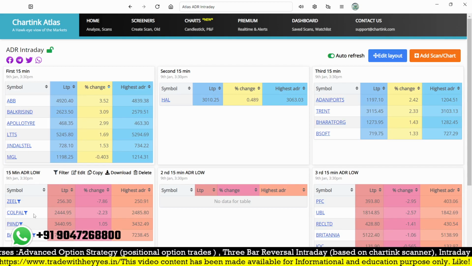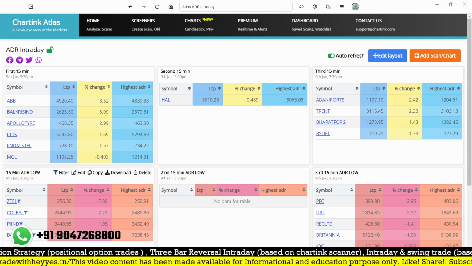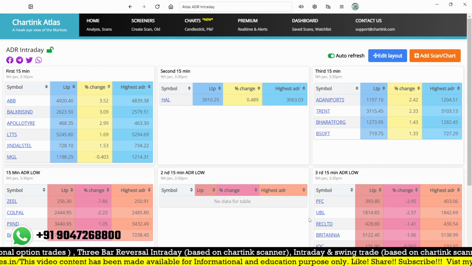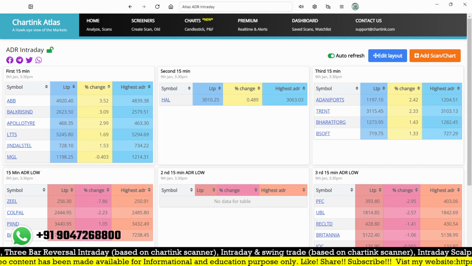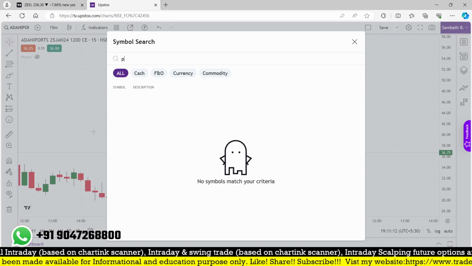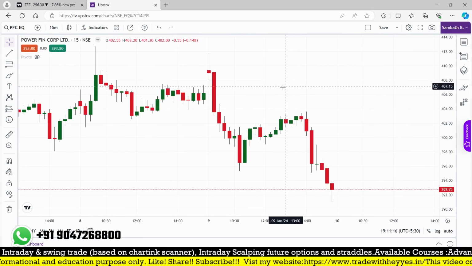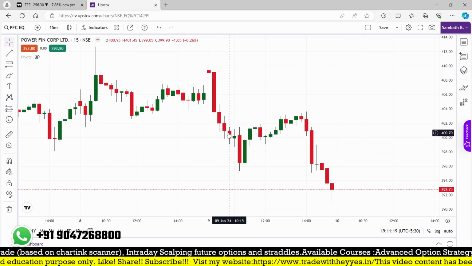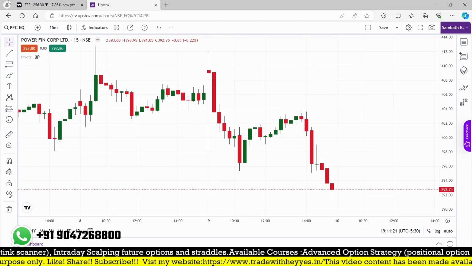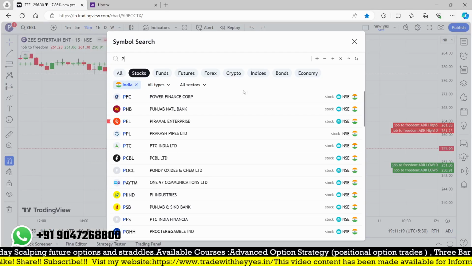Colgate, Pidilite Industries, maybe not, low liquid, and PFC is on the third candle. So let me go for a PFC. What is happening here? PFC in the third 15 minutes candle. Here is the third 15 minutes candle. The low is our entry point and the high should be our stop loss. So let me go for this PFC.